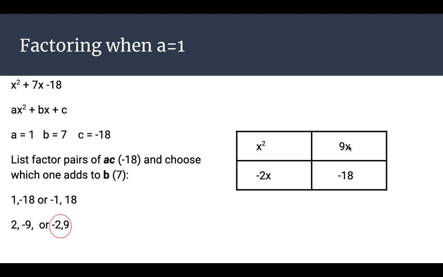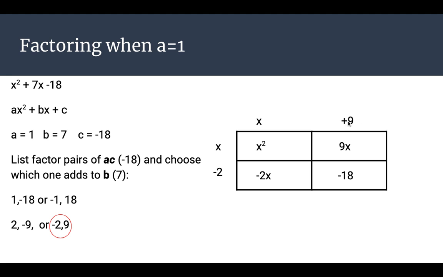And now you're going to find your greatest common factor of each row and each column. Okay, so the greatest common factor of the first row is x. Greatest common factor of the second row is negative 2. I take out a negative when they're both negative. How about greatest common factor of the first column? That's x again. And the greatest common factor, well, 9 and 18 are both divisible by 9.